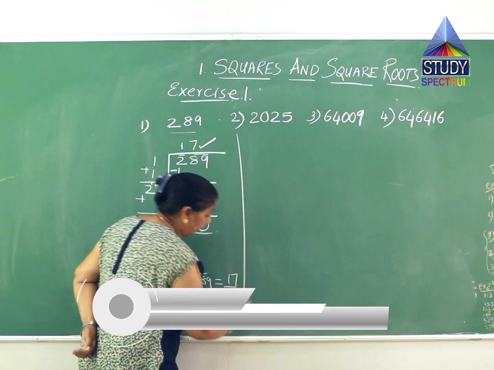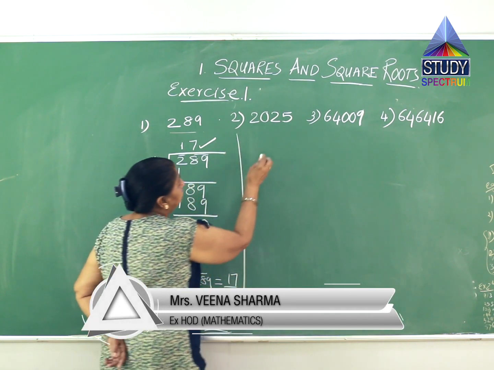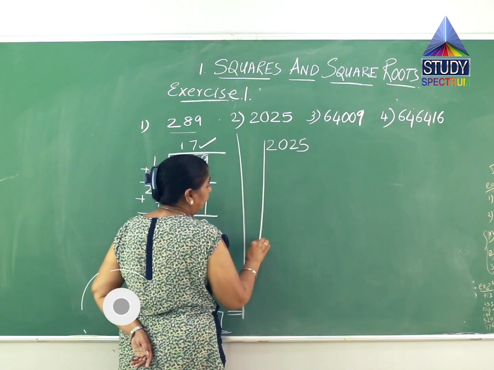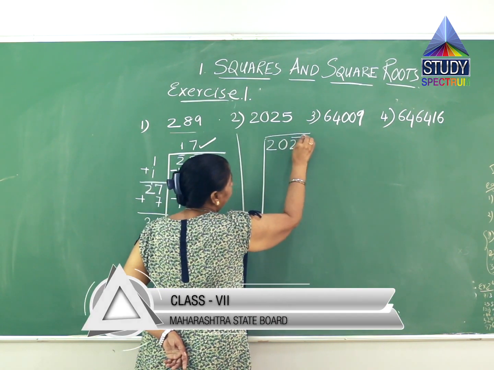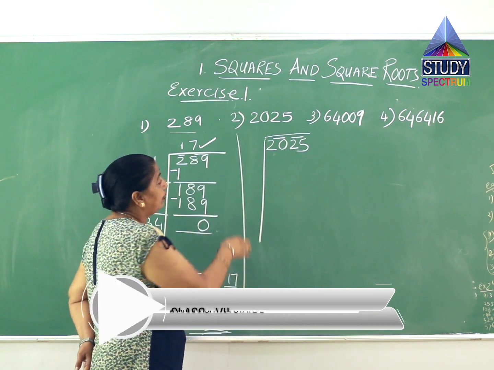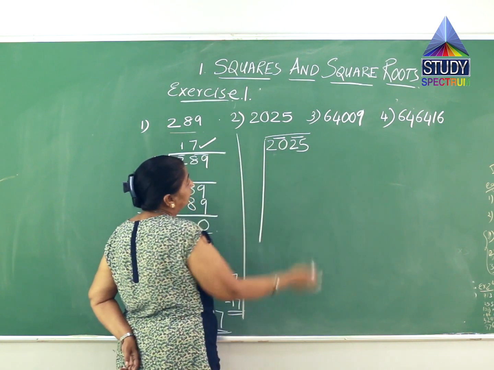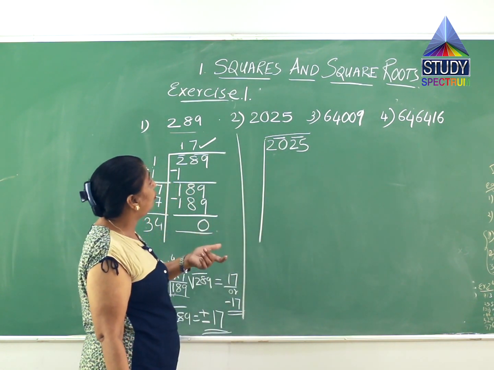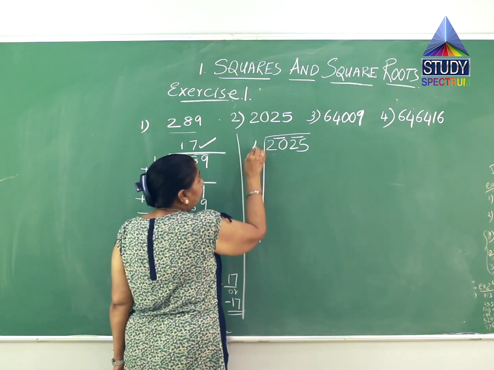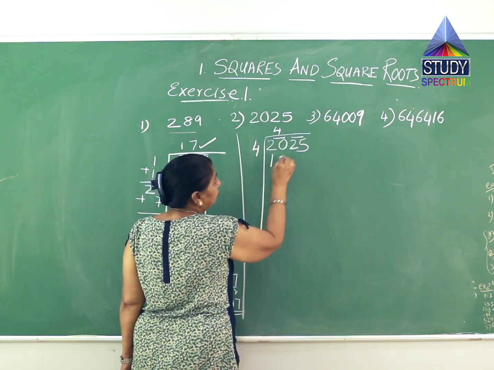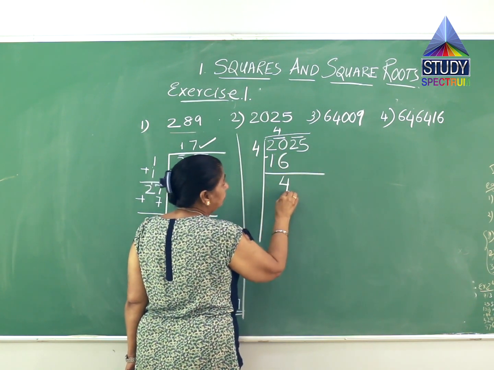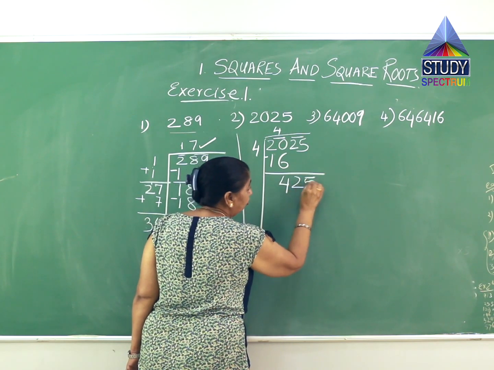Now let me start with the next sum, that is 2025. Again I'll repeat the same thing. I'll make the group of 2. Now first is 20. Again I have to see the number whose square is exactly that number or near to it. I know the first square is 1, then 4, then 9, and the 4th square is 16. So I will take 4 over here. 4 multiplied by 4 gives me 16. And after subtracting it, I'll get 4 over here.